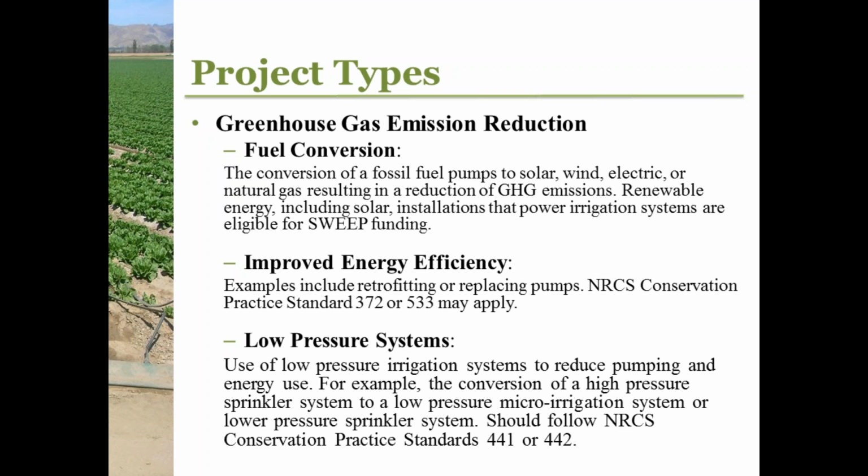Also, greenhouse gas reduction. Some examples of this are undergoing fuel conservation. You could potentially be switching from a diesel pump to an electric pump, putting in a solar system, various things like that, improving your energy efficiency. So retrofitting or replacing an old and faulty pump, or also installing a low pressure system, so a micro irrigation system.